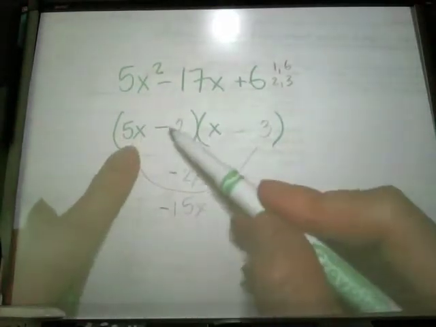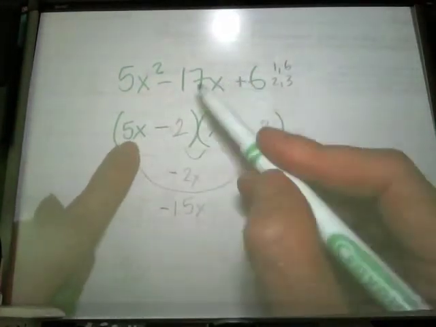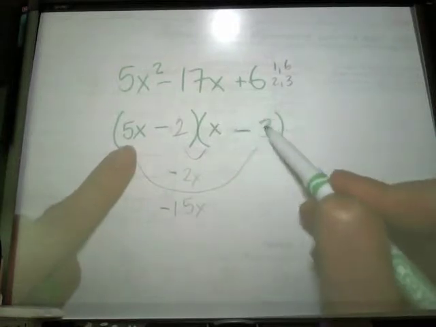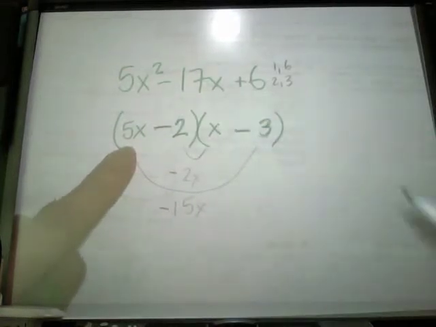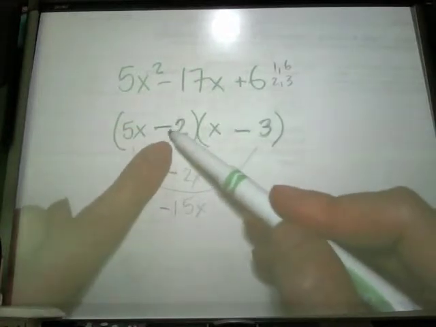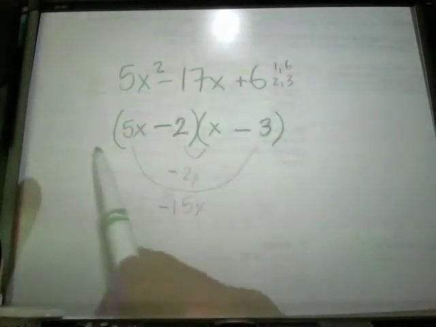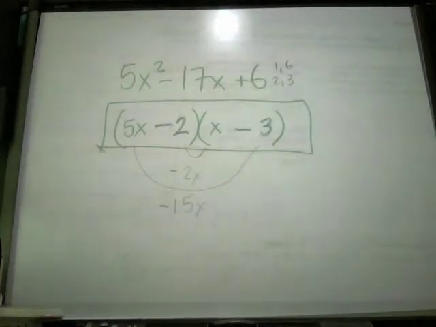Just kind of double check. 5 times x, 5x squared. Outer, negative 15x. Inner, negative 2x, that combines to make negative 17, and last, negative times negative makes a positive. We got it. Got lucky on that one. Daniel picked a good one to start with. The 2 and the 3 was a good guess. Sometimes you are just guessing. Sometimes you can do a little quick mental math and maybe get a better starting point.